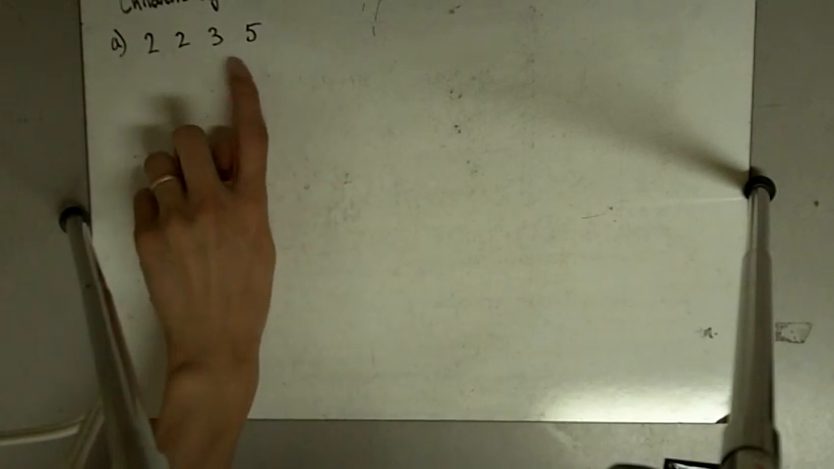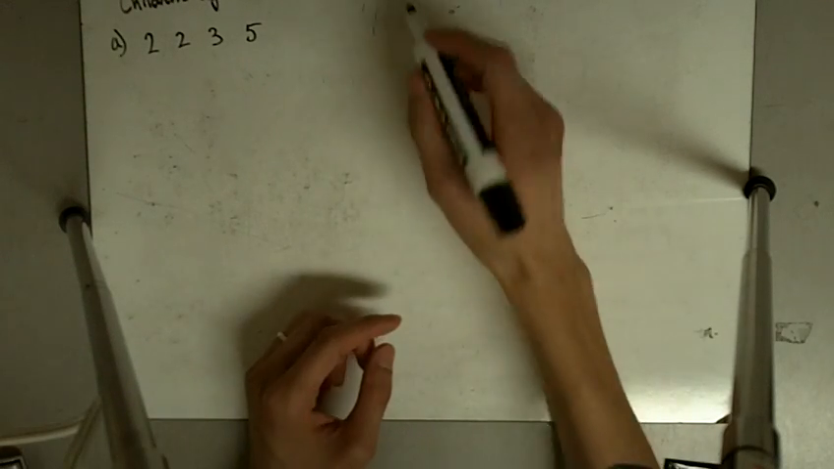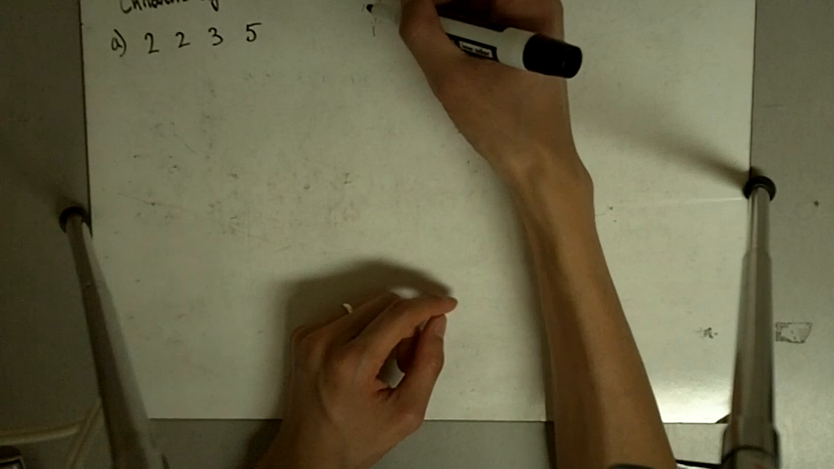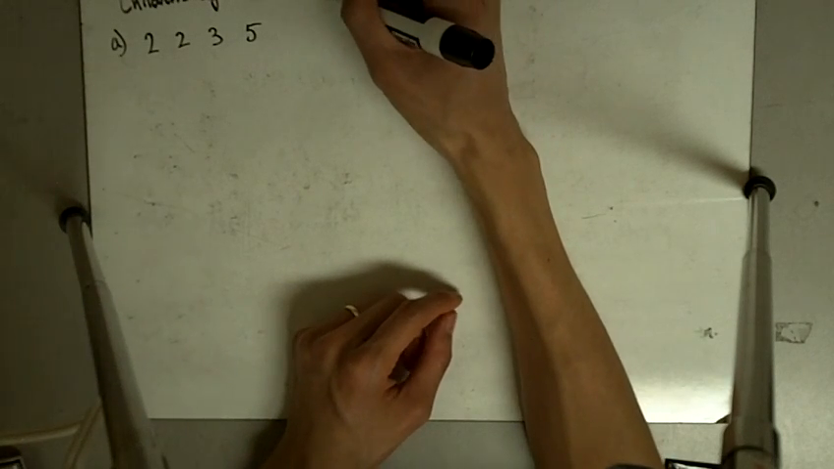All right, it says children's ages. Mrs. Johnson's children are 2, 2, 3, and 5 years of age. It says calculate the standard deviation of their current ages. Okay, so in order to find our standard deviation, we have a few steps.